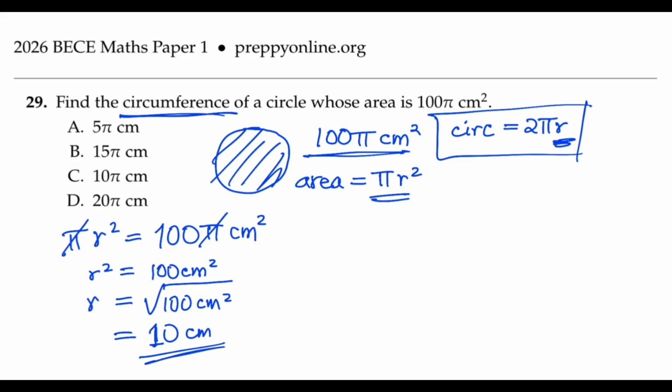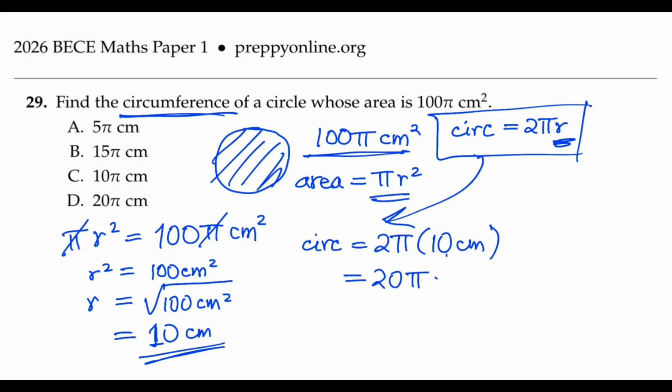So we can now use that r to find the circumference. So using this formula, we have that the circumference is equal to 2 pi, and our r is 10 centimeters. So this is equal to, well, 2 times 10 is 20, so 20 pi centimeters. And looking at the answer options, that is D.